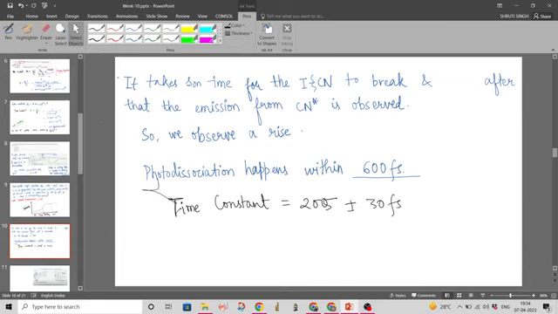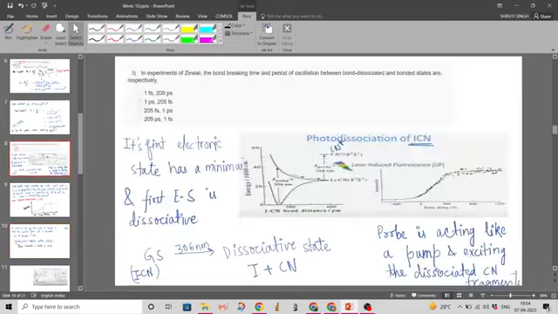Okay, so for this question, now the bond breaking time, the first part we have answered, that the bond breaking time is 205 femtoseconds. So the options could be this or this. Now the period of oscillation is 1 picosecond per femtosecond. So let's see in the next experiment.